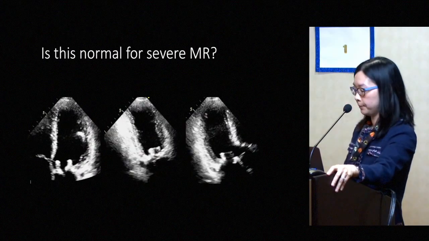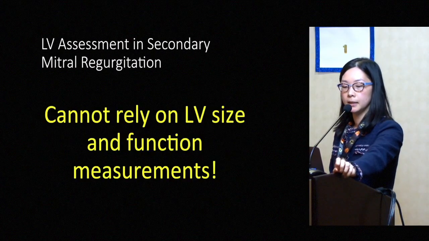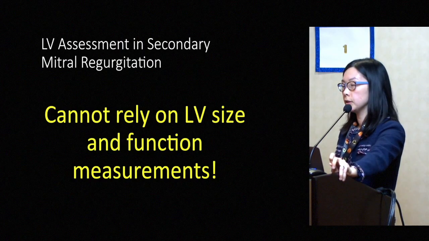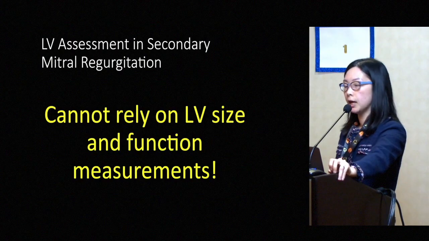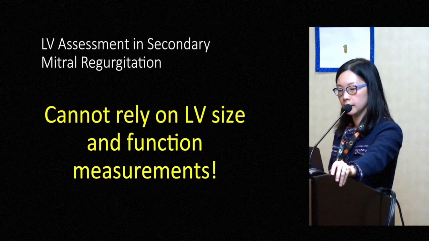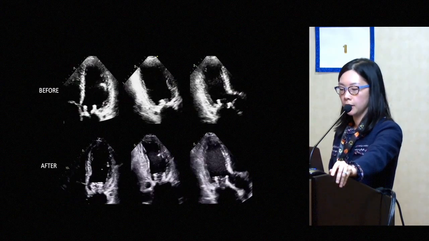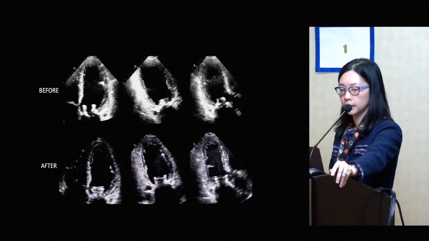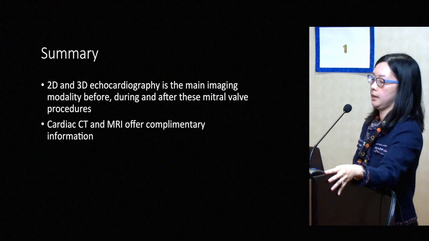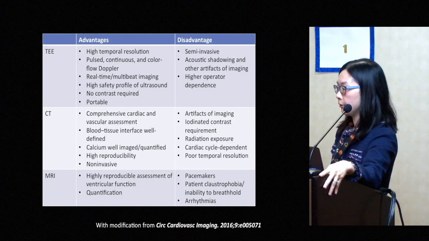So in summary, 2D and 3D echocardiography is the main imaging modality before, during, and after these mitral valve procedures. CT and MRI offer complementary information, and over time, I think it'll be like TAVR, where we'll do a combination of imaging to get the information we need. I just put a little table here to quickly point out that there are lots of advantages and disadvantages to each of these techniques, and depending on what your patient in front of you has, that's how you're going to choose what you use.